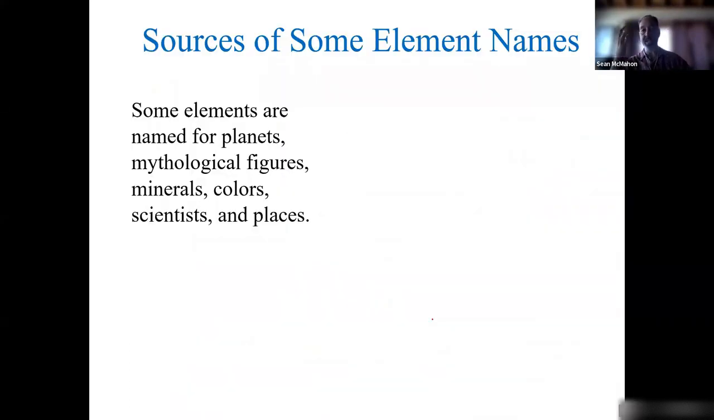So where do we get elemental names, right? Where do we get the elements' names? Well, a lot of these were named long before the English language was so common, right? So, but some of them are mythological, some are from planets, they're from colors, minerals, scientists, places.